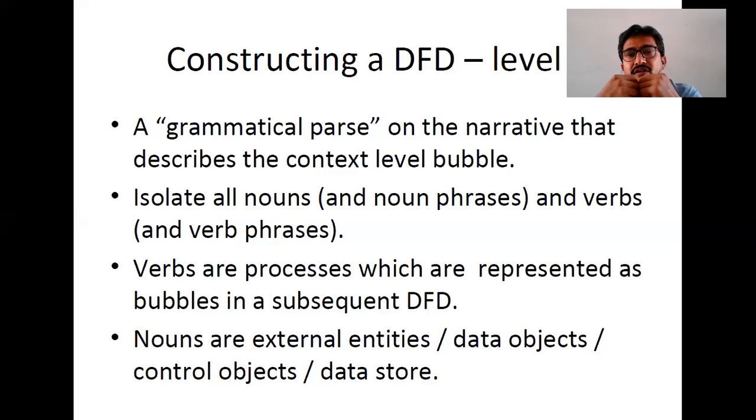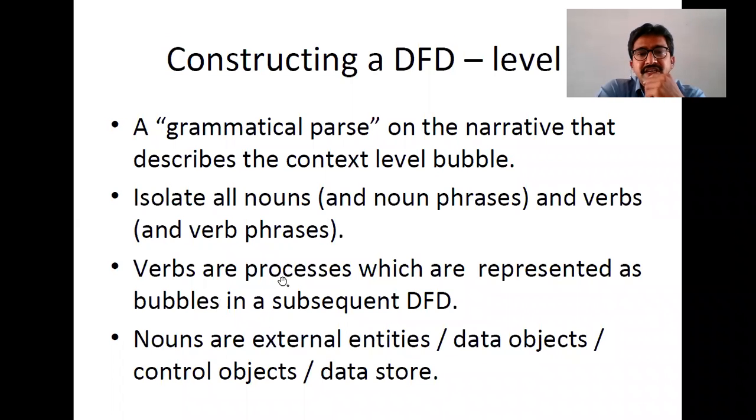So isolate all nouns and noun phrases and verbs and verb phrases. Verbs are called processes, which are represented as bubbles in a subsequent DFD. Nouns are external entities, data objects, control objects, data stores. Now what we are representing here is, for verbs we mention processes, and for nouns we mention external entities or data objects or control objects, or we can call it a data store.